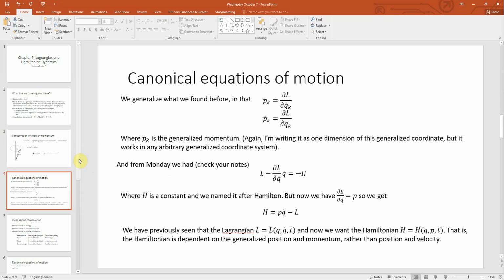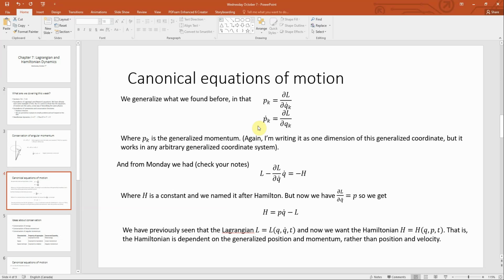So what we want to talk about also is the Hamiltonian. From Monday's lecture, we've found that the momentum of the system is going to be the derivative of the Lagrangian with respect to q dot, that is the time derivative of this position coordinate. And the rate of change of the momentum is going to be the derivative of the Lagrangian with respect to position. So p_k is a generalized momentum, or the rate of change of the generalized momentum. We'll be writing this as a one-dimensional coordinate, but this will work in any arbitrary generalized coordinate system.